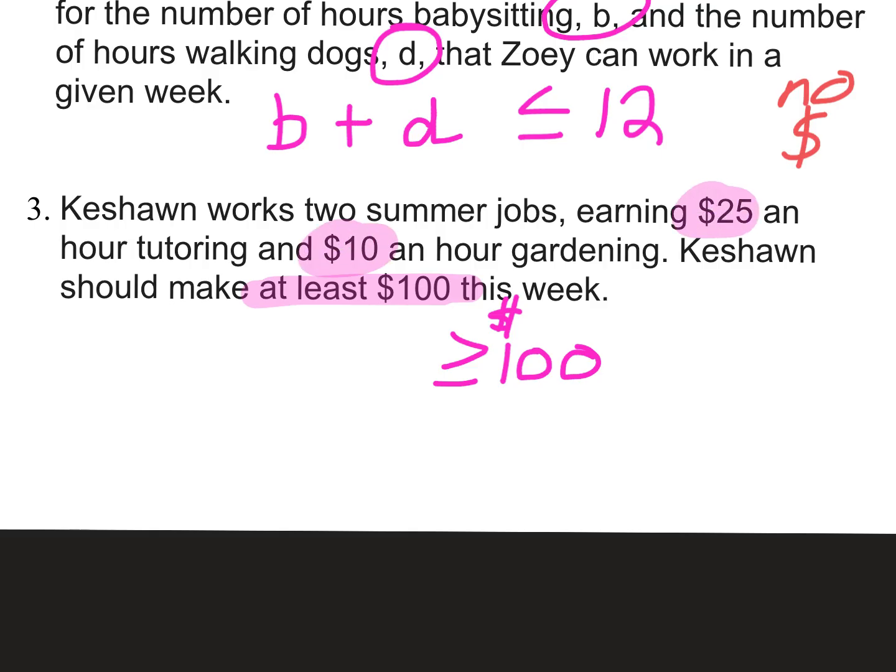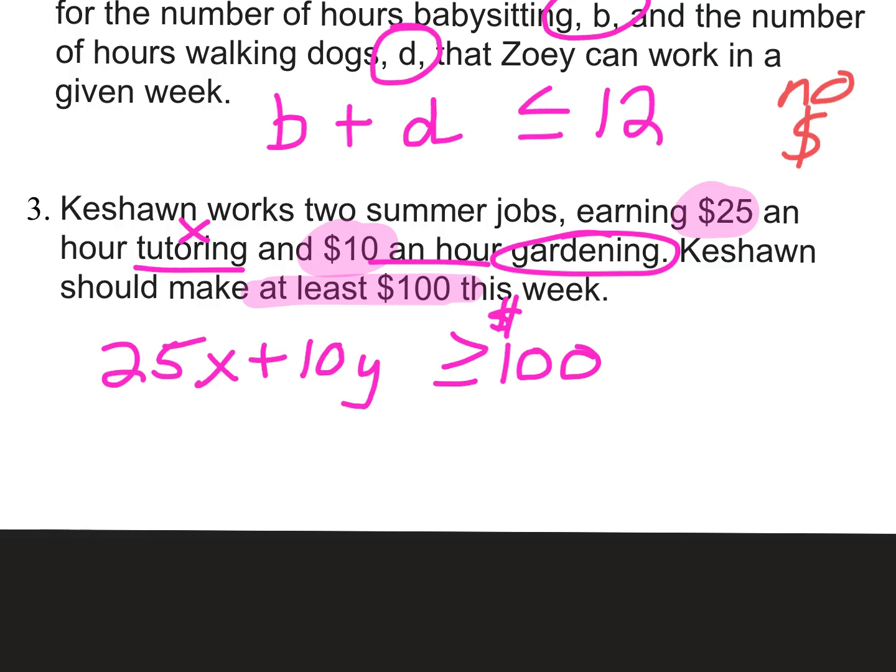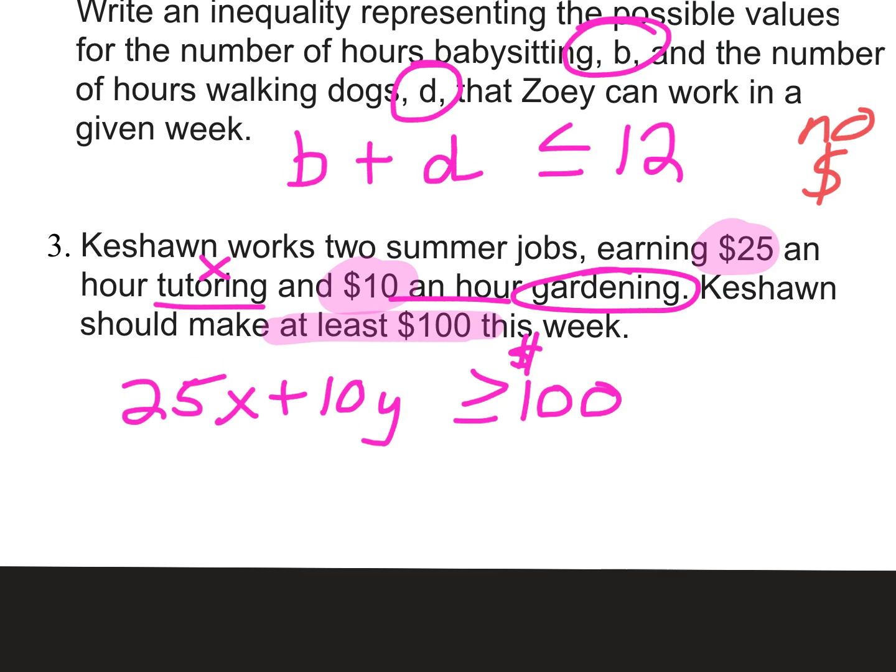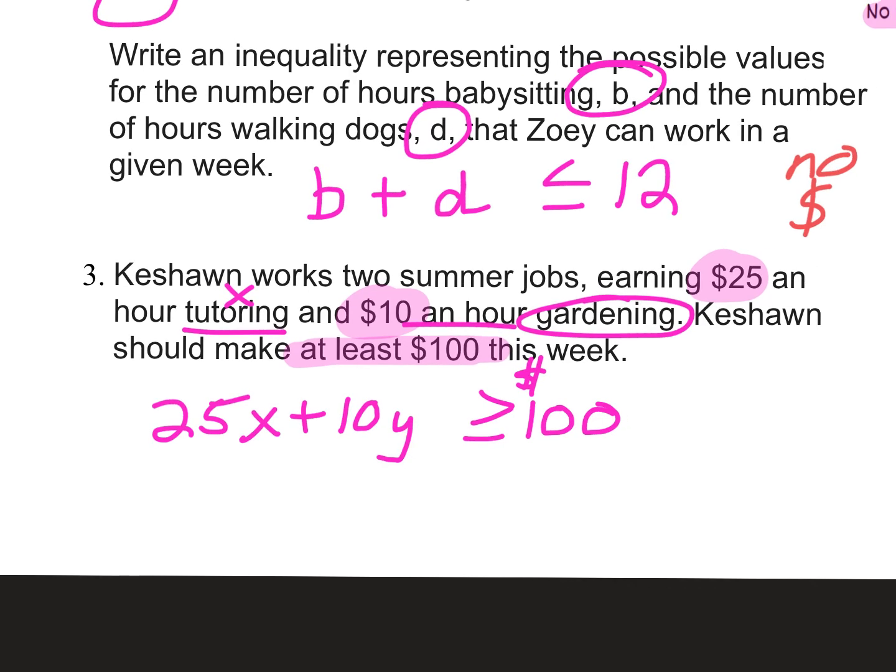And it doesn't tell us what variables to use this time, so I'm going to be boring and just use X and Y. So that's going to be $25 an hour for tutoring. I'm going to use X to represent tutoring, and then $10 an hour for gardening. So I'm going to use Y for gardening. So finally, my inequality is 25X plus 10Y is greater than or equal to 100.